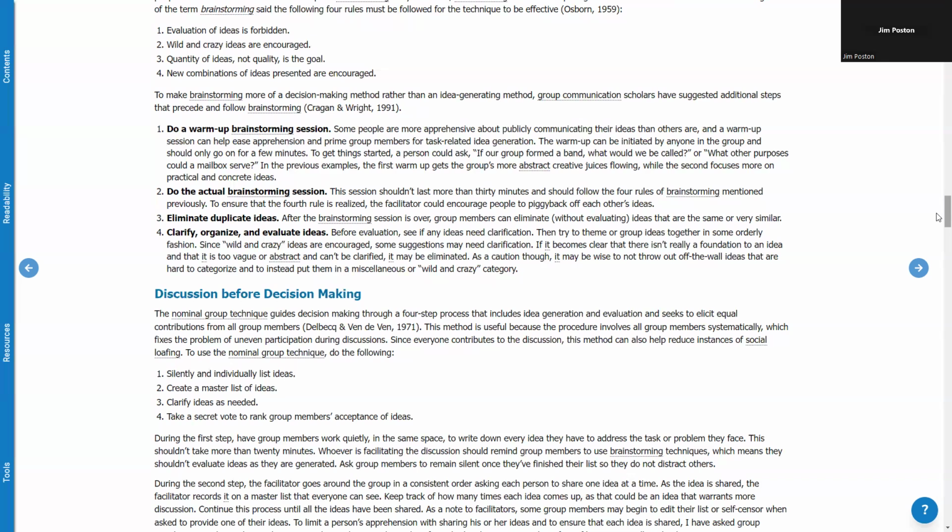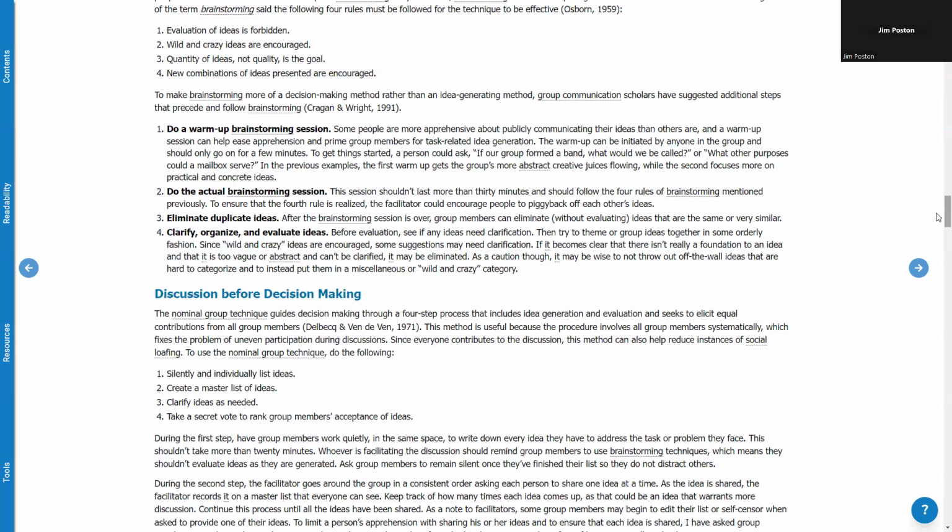Number two, do the actual brainstorming session. This session shouldn't last more than 30 minutes and should follow the four rules of brainstorming mentioned previously. To ensure that the fourth rule is realized, the facilitator could encourage people to piggyback off each other's ideas. Number three, eliminate duplicate ideas. After the brainstorming session is over, group members can eliminate, without evaluating, ideas that are the same or very similar.